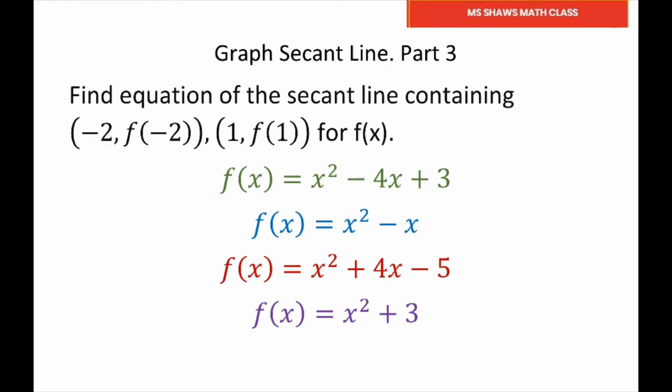Hi everyone, we're going to graph the secant line and f of x. The one we're doing is here, number 4. And we want to find the equation of the secant line containing x is negative 2 and 1. So that means we're going to have to find our y. Then we're going to find the average rate of change.